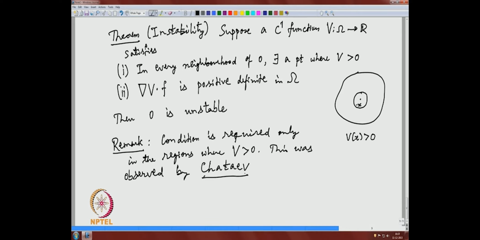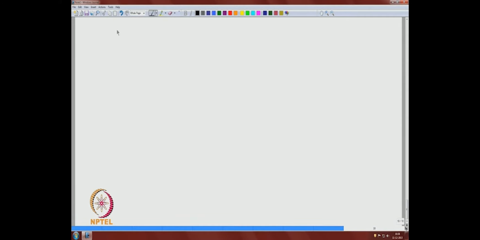And as far as instability results are concerned, there are more relaxed conditions given by others. So, this is sufficient for many purposes. Okay. So, let me sketch a proof of this thing and we will consider the examples next time. So, sketch.